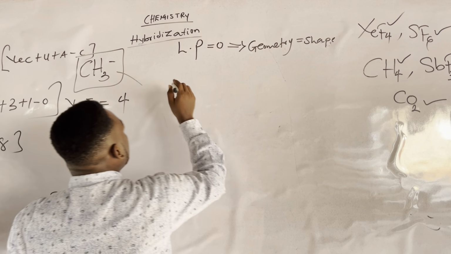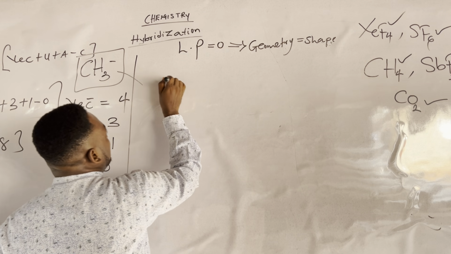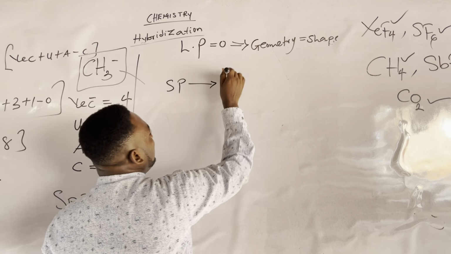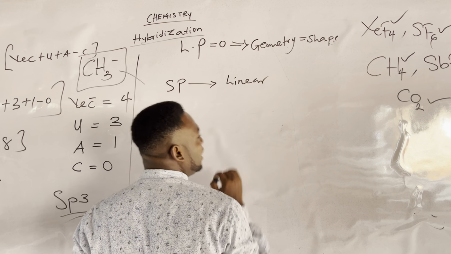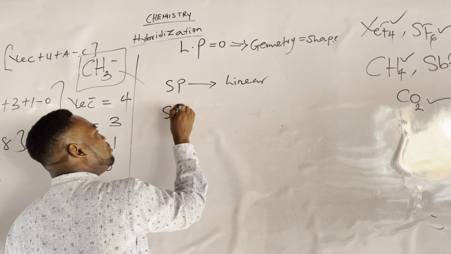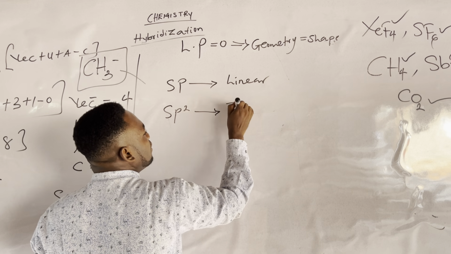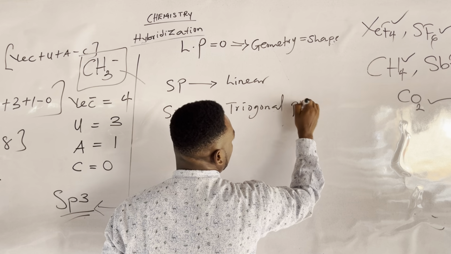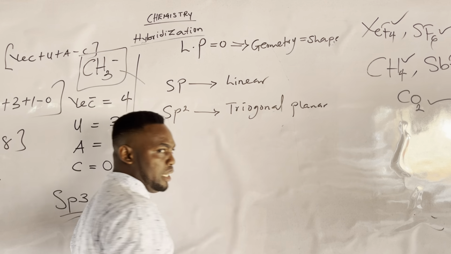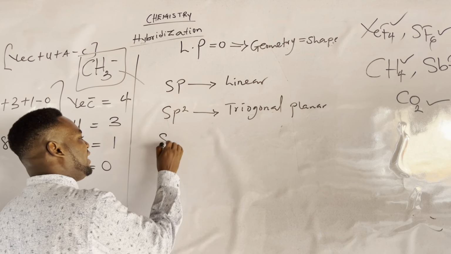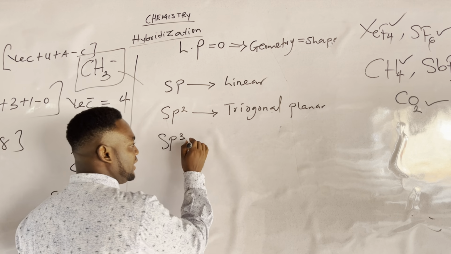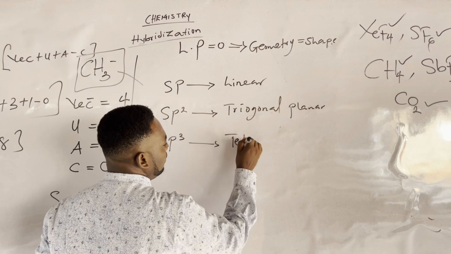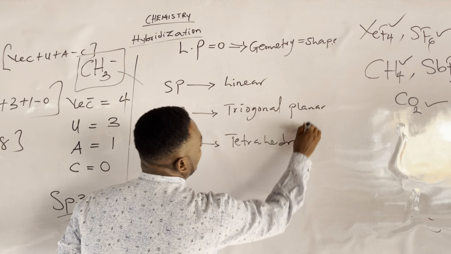Now, it is important we note that for sp molecules, their geometry is what? Their geometry is linear. And then sp2 molecules, trigonal planar. And then sp3, look at it now. sp3 is what? Tetrahedral. That's their geometry.